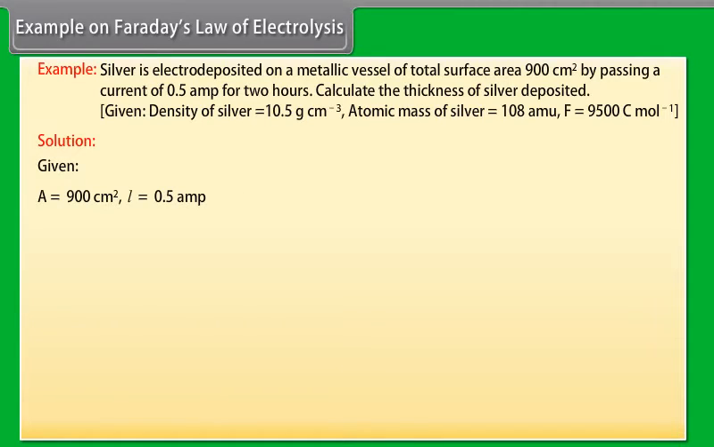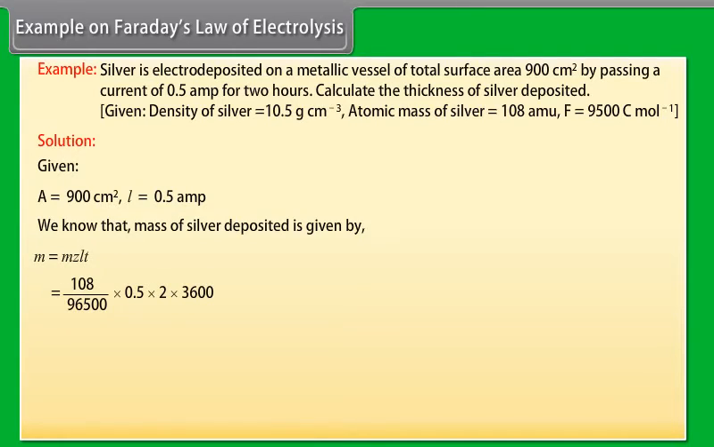Calculate the thickness of silver deposited. Let's see the solution. Here the given values are A is equal to 900 cm², I is equal to 0.5 ampere. We know that the mass of silver deposited is given by M is equal to ZIT. By putting the values we get M is equal to 4.029 gram.